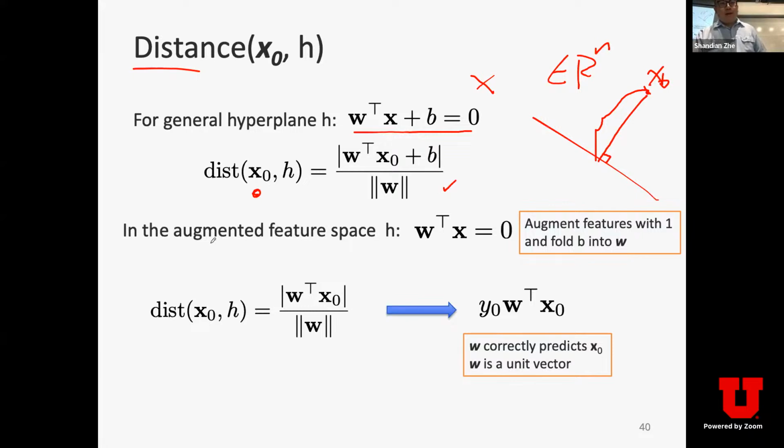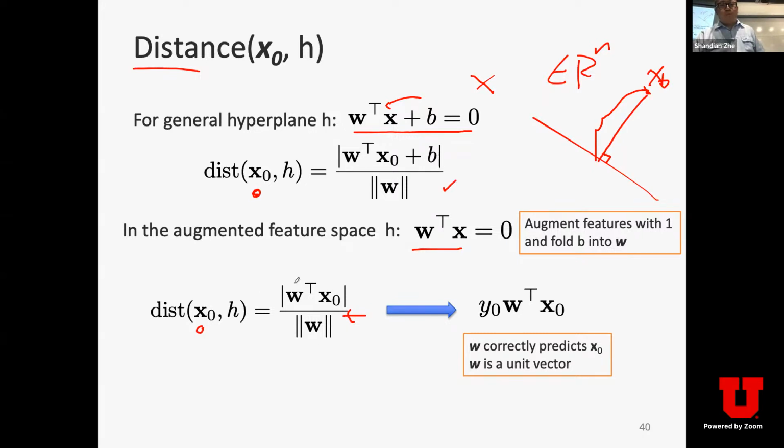If we are doing this in augmented feature space, that means I insert a constant feature value into X, so my bias parameter has already been folded into X. Then my hyperplane will be W transpose X equals 0. Similarly, if I have my point x0 in the augmented feature space and I want to compute the distance, you just use this formula: we take the absolute value of the evaluation of the left-hand side at x0 and divide it by the norm of W.